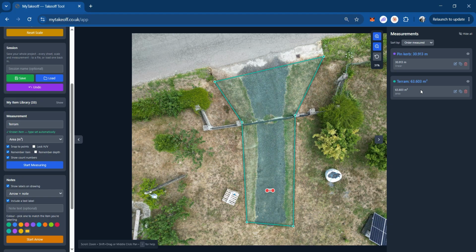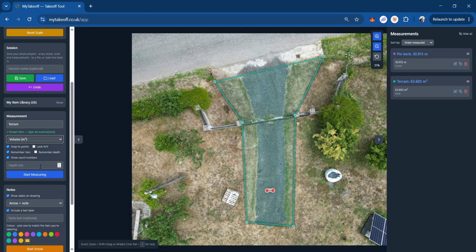So next, we'll move on to meters cubed. So this is basically a volume. If you were measuring concrete, you would measure it in meters cubed. Excavation is generally measured in meters cubed and then converted into tons, generally for muck away from site.